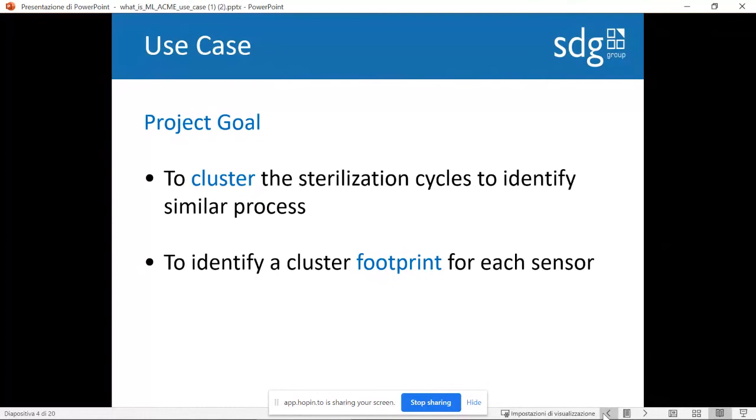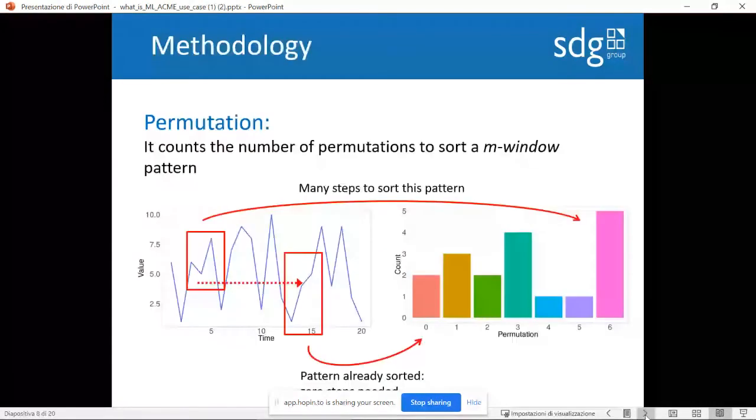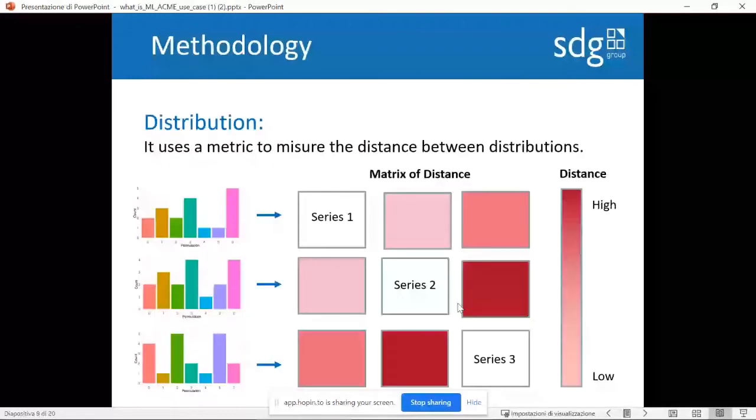So it clusters the time series based on shape rather than the scale. For each cycle, we projected a time series. Then we perform the permutation in order to identify the different patterns, different shapes over time, and we counted them. And then we use a metric to measure the distance between distributions. The closer, the more it is part of that cluster; the more distant, probably there is another cluster.